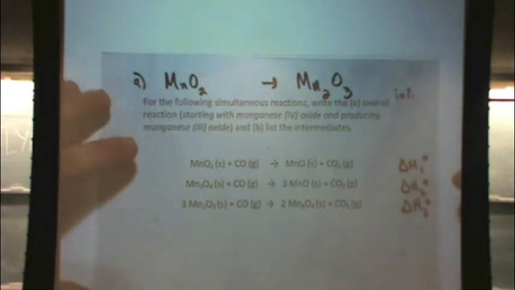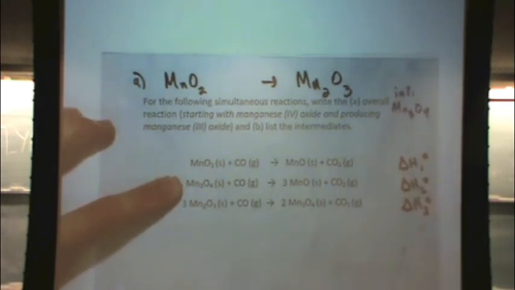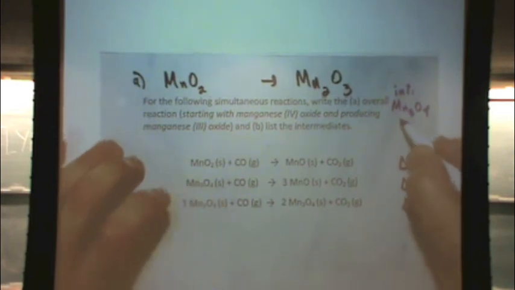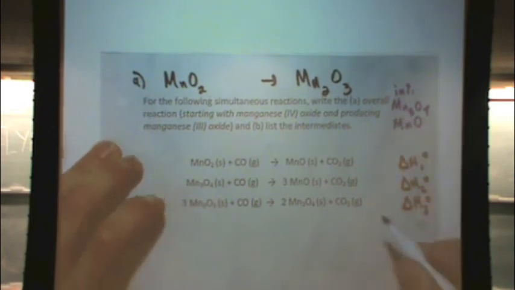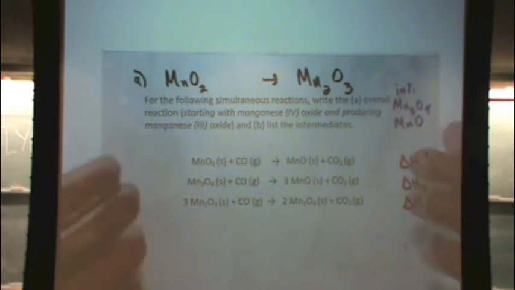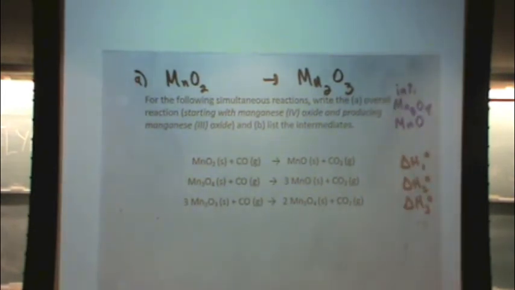But let's look at the manganese. So for example, Mn3O4 is down here but not in the overall. That one's there. MnO. Okay, those two. So those are definitely intermediates, because those are manganese products in the series of reactions that I don't see in my overall. All right.